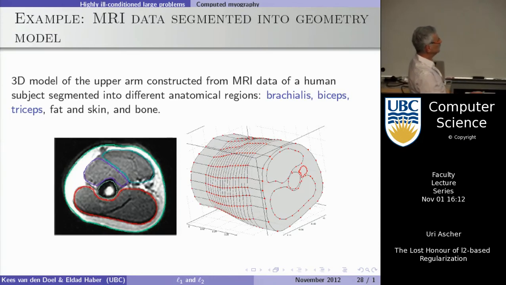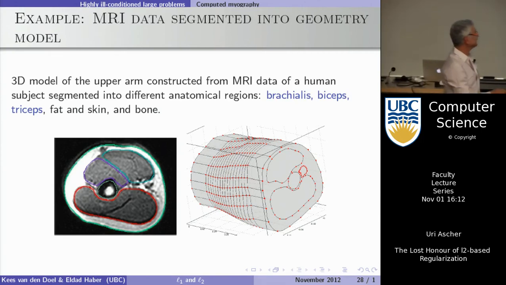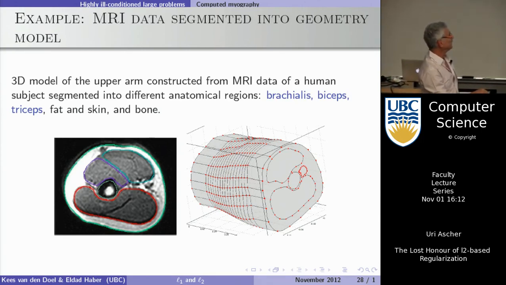So here is a cross-section of my limb. Well, it's not mine, but of somebody's limb, that somebody else, in fact, processed using an MRI scan and segmented into three muscle groups, and they are brachialis, biceps, and triceps. That's the same image as this one, but looking more like something that you might want to plan dinner around.